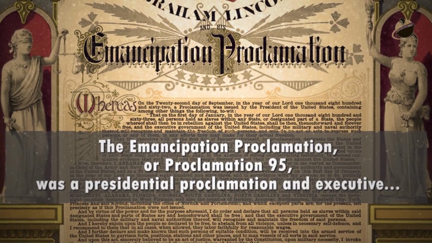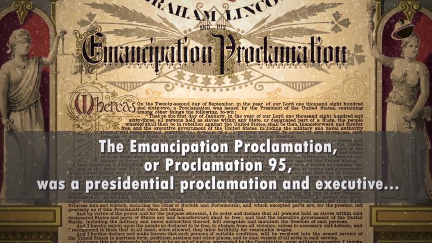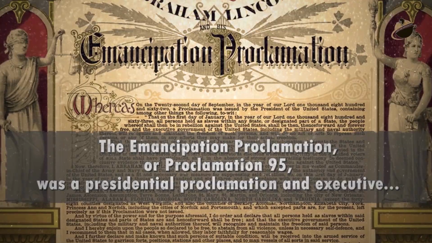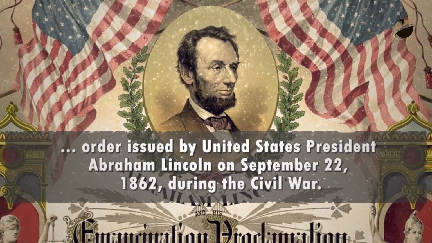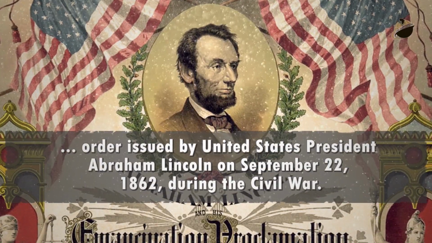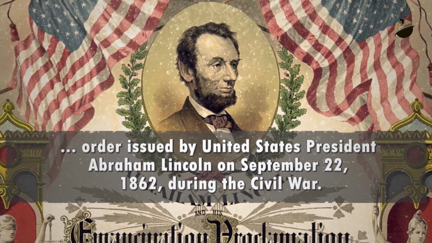The Emancipation Proclamation, or Proclamation 95, was a presidential proclamation and executive order issued by United States President Abraham Lincoln on September 22, 1862, during the Civil War.